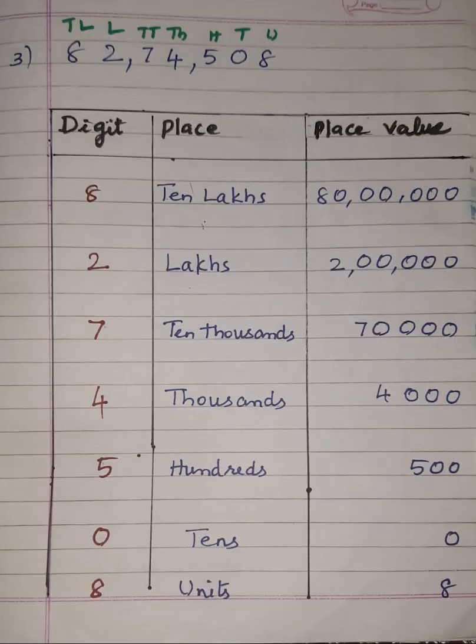Students, our third sub question of question number 3 is: the number given here is 82 lakhs 74,508. Now what you have to do is write on top of each digit its corresponding place value. After that you have to make 3 vertical columns. In the first column you will write digit, in the second column place, and in the third column the place value.